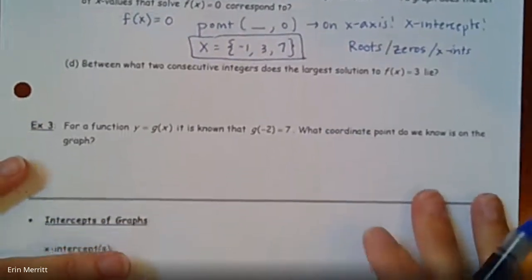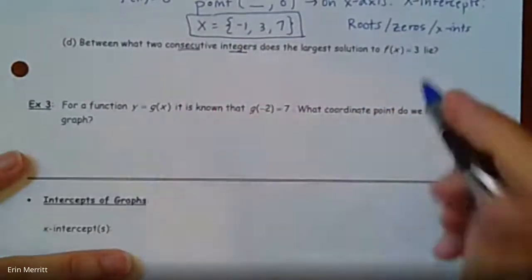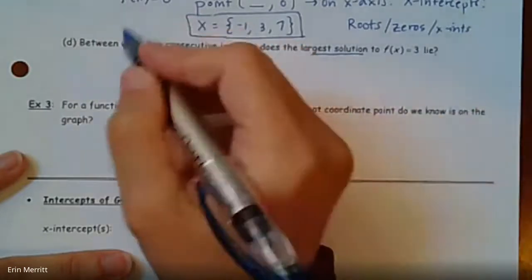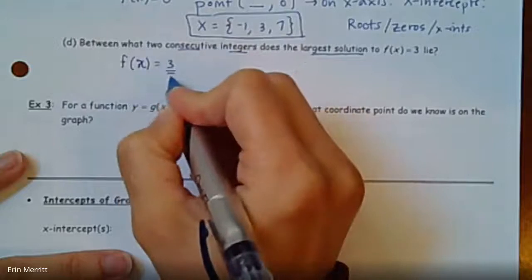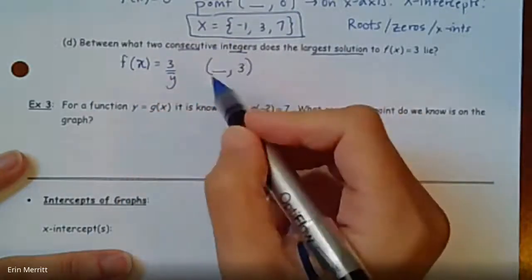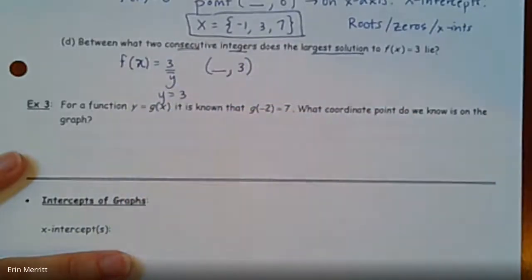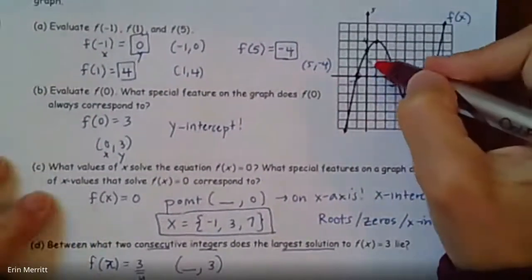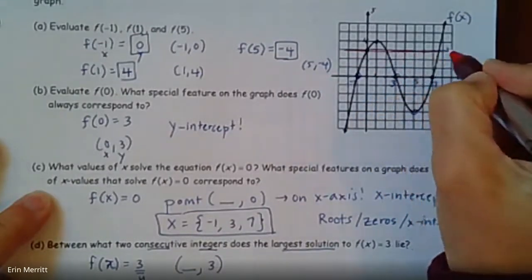All right, the last part of this one: between what two consecutive integers, so in a row, does the largest solution to f of x equals 3 lie? So let's think about a couple things here. If f of x equals 3, that's the y value. So I want something, comma, 3 here. So I can go and actually draw the line y equals 3 onto the graph. I'm going to slide this back down. If I do that, I've got 1, 2, 3, drawing it in red so that hopefully you can see it a little bit better.